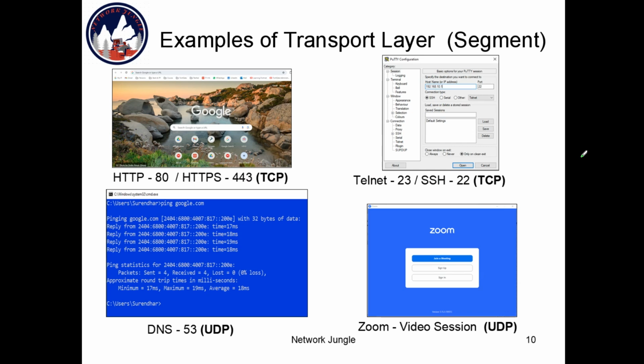Here are some examples of the transport layer. Mostly it is called a segment because the packet can be divided into multiple pieces. Segmentation is done by the sender side and reassembly is done by the receiver side. Here is the UDP protocol: voice or video like Zoom, and DNS, which resolves the URL into an IP address. Then the TCP protocol is HTTP or HTTPS, like any browser accessing the port number for HTTP or HTTPS, then SSH. This is the TCP protocol section.